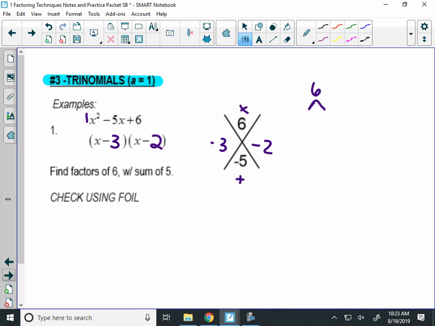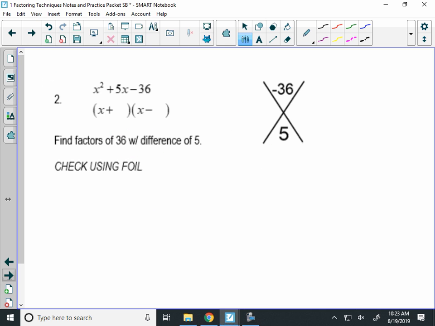The way you would check these, just like we talked about in reviewing what we did from our summer packet, is you would multiply. I'll just check this one. x times x is x squared, minus 2x, minus 3x, I forgot the x, plus 6. And if you combine those like terms, you would see that you got the right answer. Remember that one, okay?